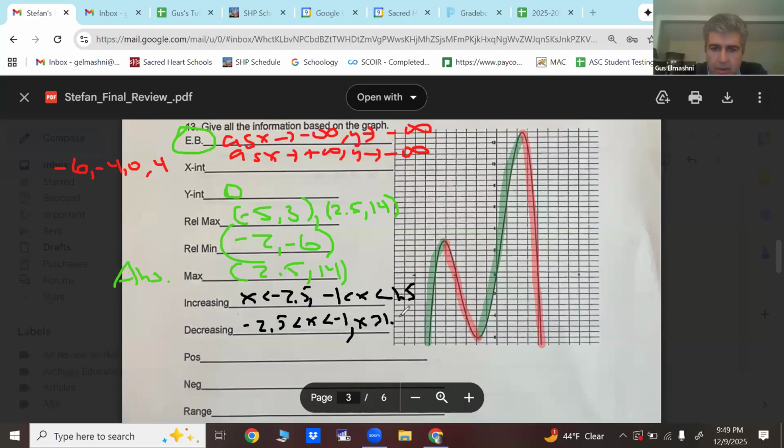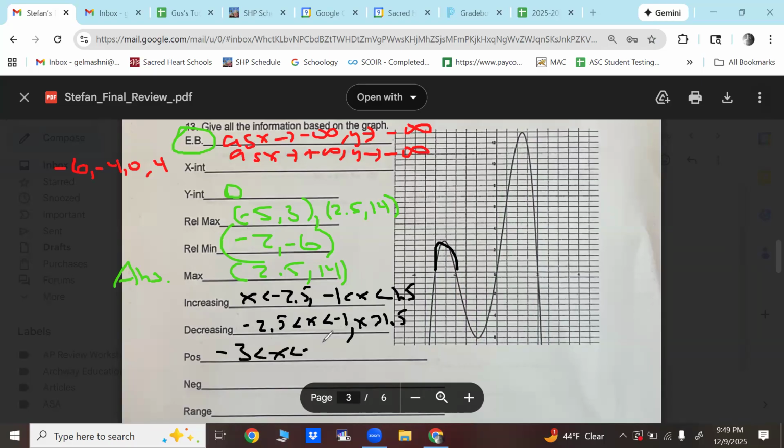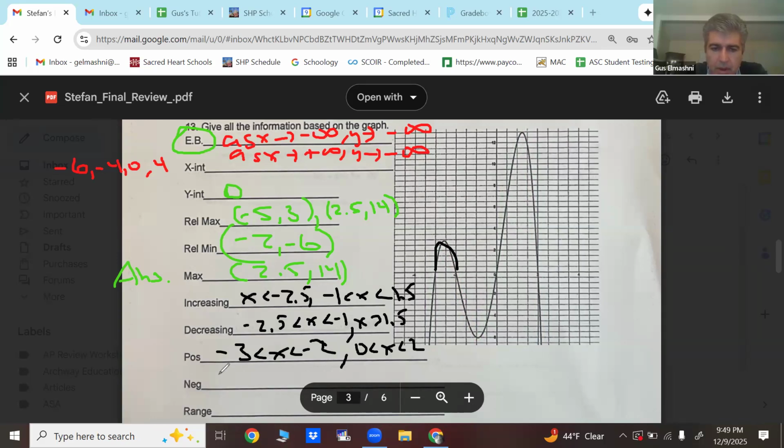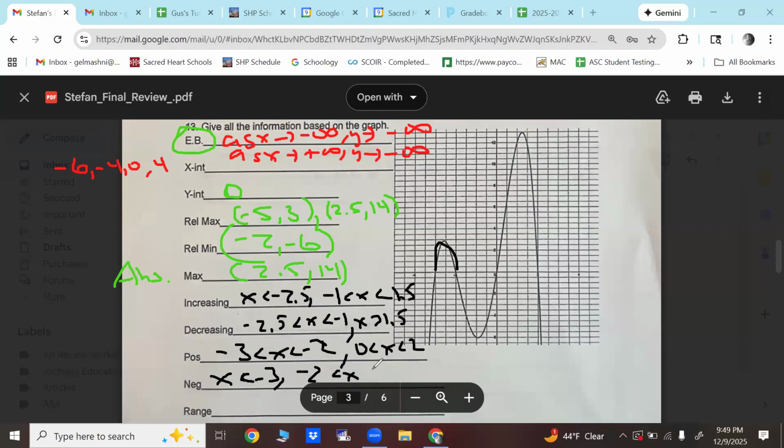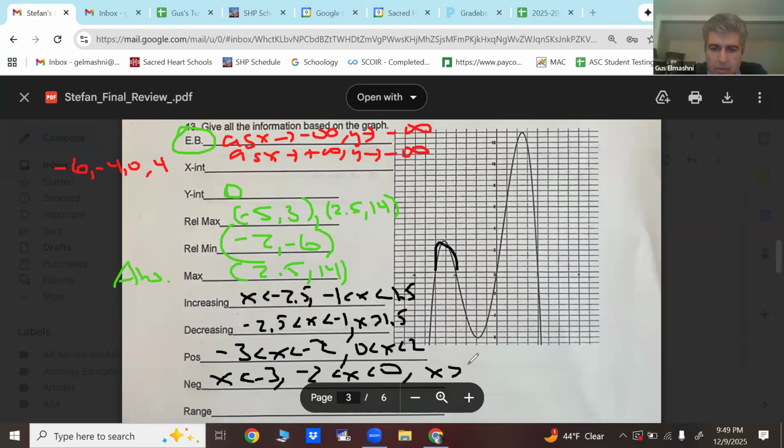The graph is positive when we're above the x-axis. So we want to get the x values. It looks like from here to here, which is definitely from -3 to -2, and from 0 to 2. It's negative when x is less than -3, between -2 and 0, and when x is greater than 2.